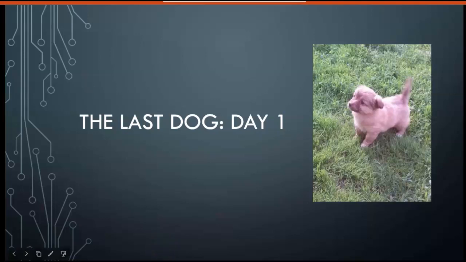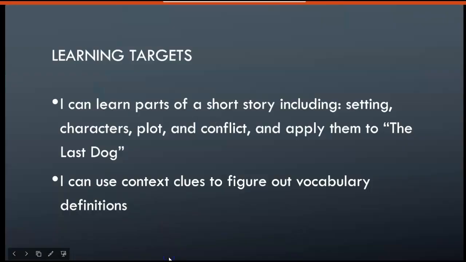So the first day of our reading, we're looking at some introductory phrases and ideas to go along with short stories. So today we're going to be learning parts of a short story, including setting, characters, plot, and conflict. And we're going to learn how to apply them to the story The Last Dog. And then we're also going to be using context clues to figure out vocabulary and definitions.